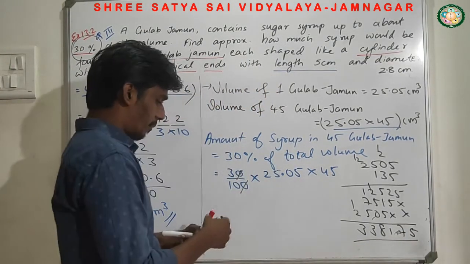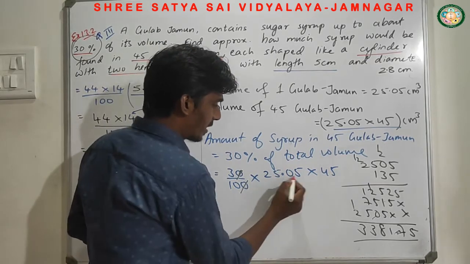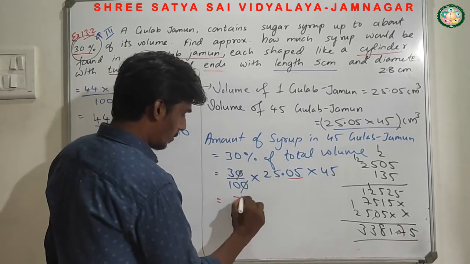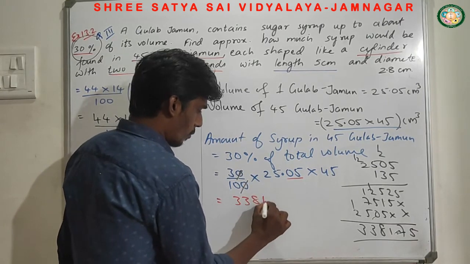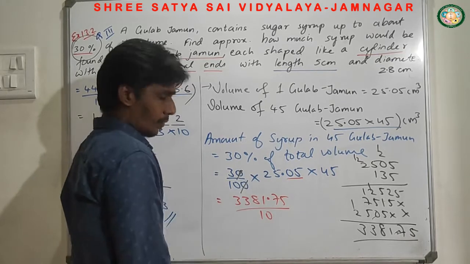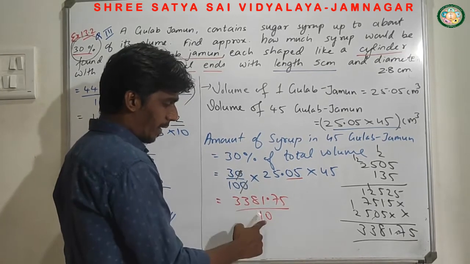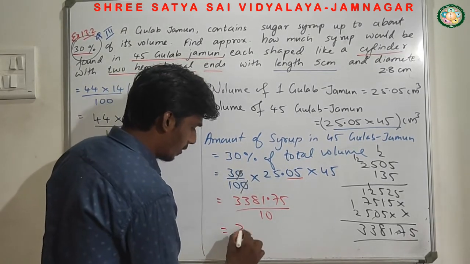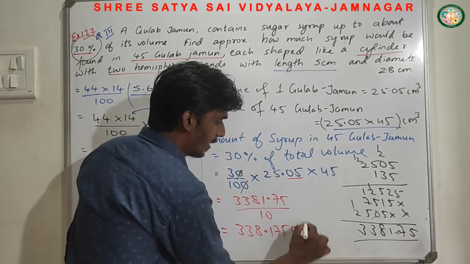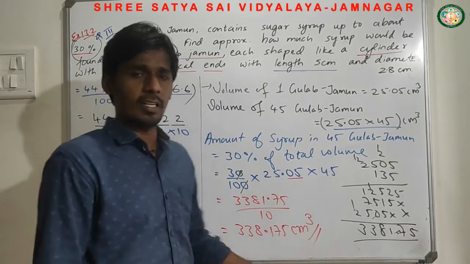Multiplication of these three numbers, and here after the decimal two decimal places are there, so I'm going to write here 3381.75 upon 10. So if I divide this number by 10, the final answer will be 0.157 centimeter cube. So this is the final answer.